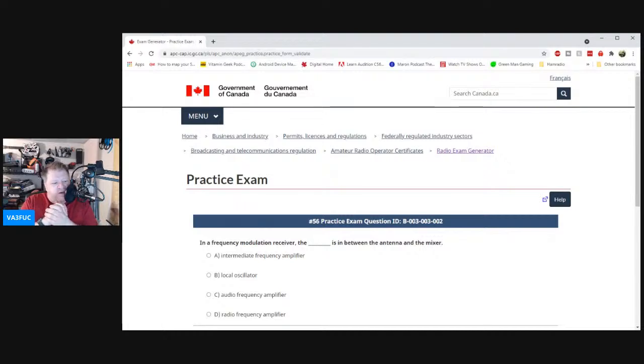Frequency modulation receiver. Okay, this is going to be fun. In a frequency modulation receiver, the blank is in between the antenna and mixer: the intermediate frequency amplifier, local oscillator, audio frequency amplifier, or radio frequency amplifier. Okay, it's receiving audio. The intermediate frequency amplifier. So this is between the antenna and the mixer. So there's something right there in between the antenna and mixer. It could be the amplifier. Because from the antenna, it amplifies the signal going to the mixer to the output. Or is it the local oscillator?